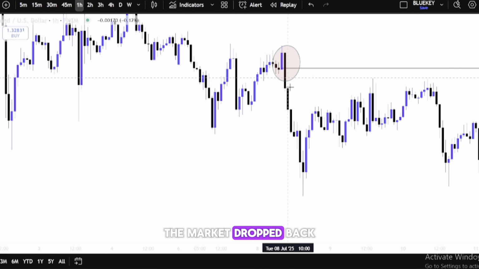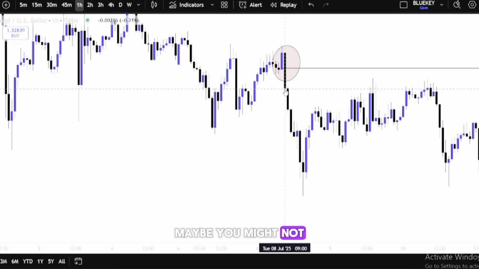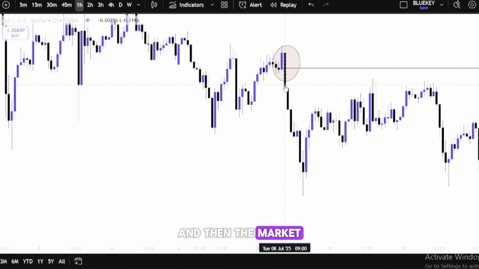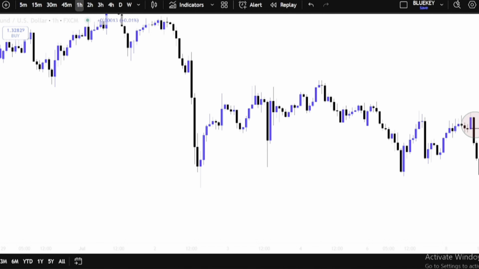The market dropped back into the structure, forming a nice engulfing. You can see that this one, maybe you might miss out on this one because the engulfing was way too much and then market didn't give the 50% immediately, right? So it had to drop, then it came back to respect it as a protected area, right? So I'll show you another example.